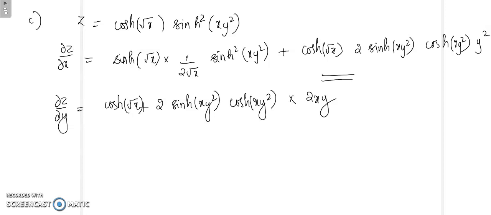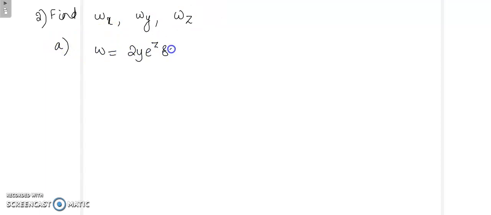And now let us look at a function of three variables. Find wx, wy, and wz. So w equal to 2y e raised to z sine xz. So when you find w of x, you need to find the rate of change of w with respect to x. Meaning for wx, both y and z will be put as constant.